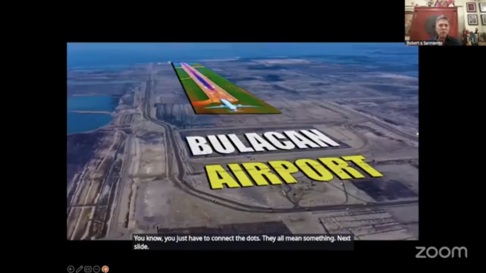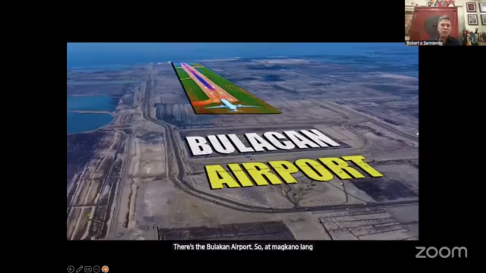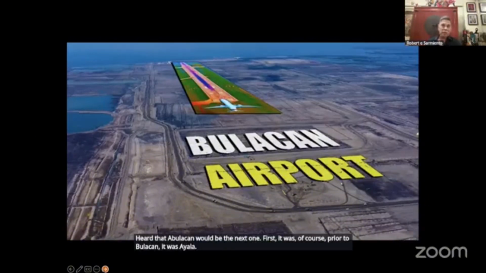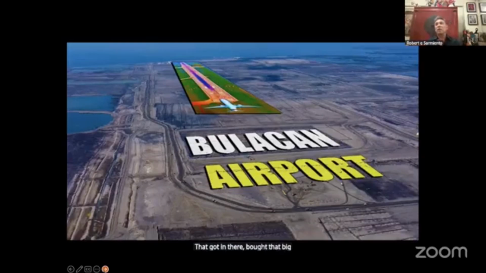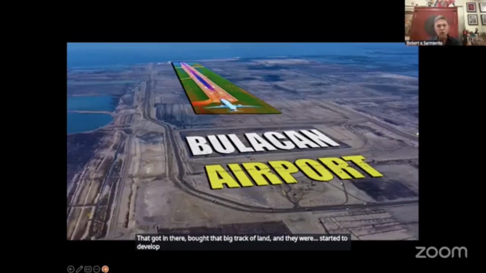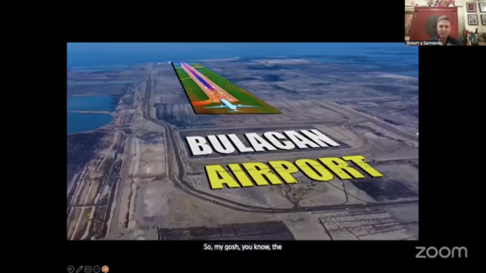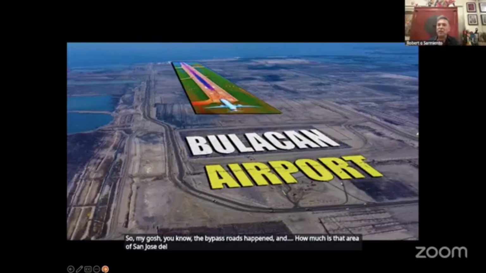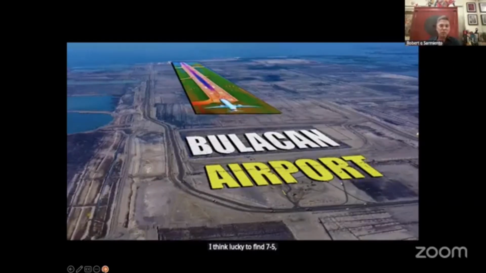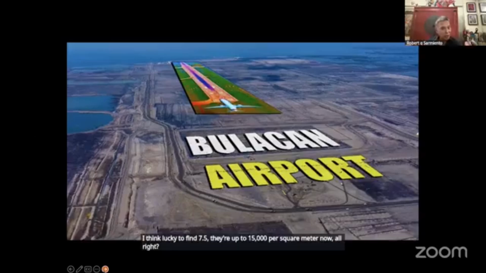There's the Bulacan Airport. So, magkano lang ang lupa niya nung nag-umpisa ang Bulacan when it was just heard that Bulacan would be the next. And prior to Bulacan, it was Ayala that got in there, bought that big tract of land, and they were starting to develop. And then, ito na nga, fast forward, nangyari ang Bulacan. So, my gosh, the bypass roads happened, and how much is that area of San Jose del Monte now? They're ranging anywhere from a low, I think, lucky to find 7.5, up to 15,000 per square meter now. So again, brokers are in the picture.